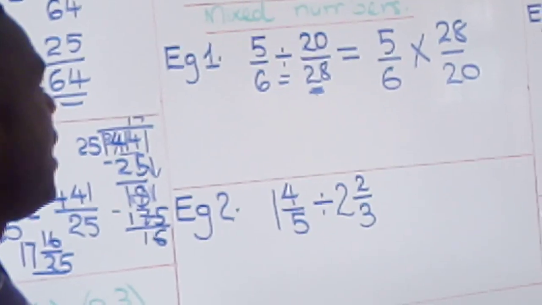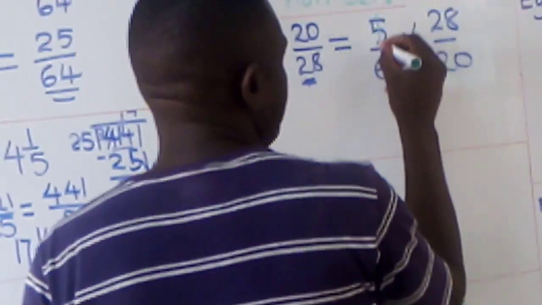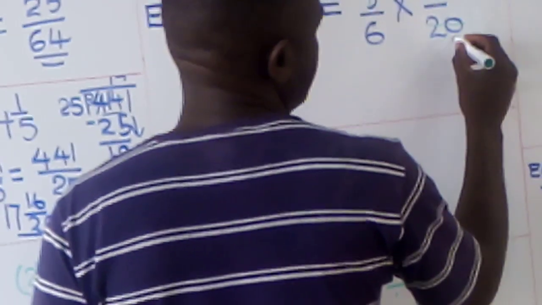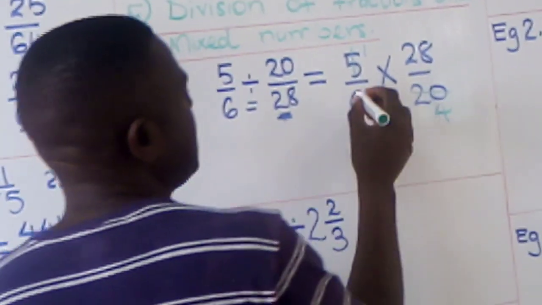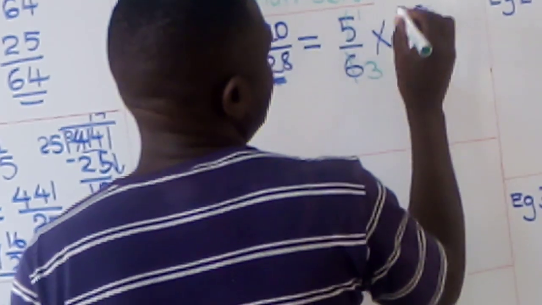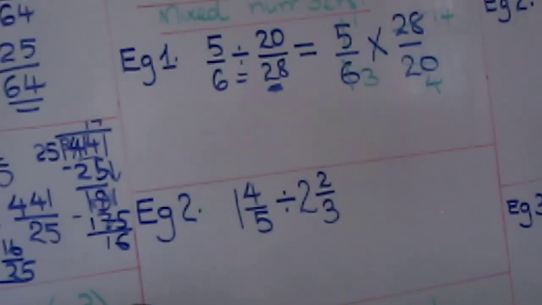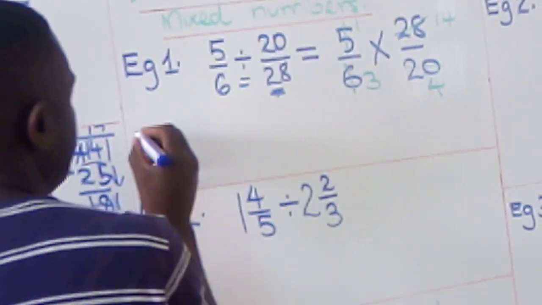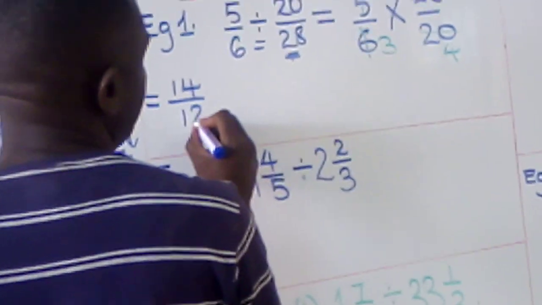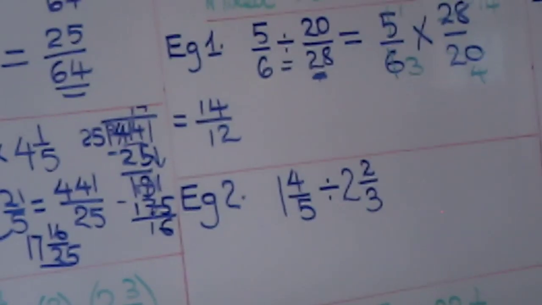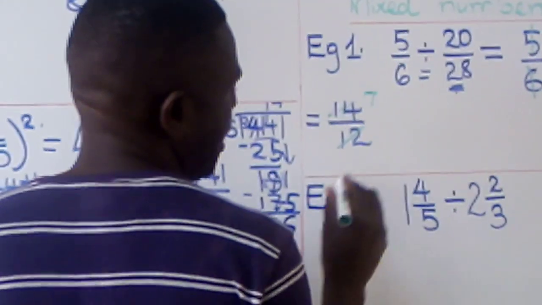We look for a common divisor between them. Here it is 5. 5 divided by 5 is 1. 20 divided by 5 is 4. And then between 6 and 28, we can use 2. 6 divided by 2 is 3, and 28 divided by 2 is 14. And so what do we remain with? It will be 1 times 14, that is 14, and 3 times 4, that is 12. I can see we still can simplify further. By 2 here we have 7, and by 2 here we have 6.